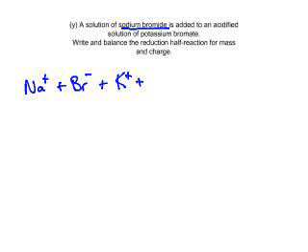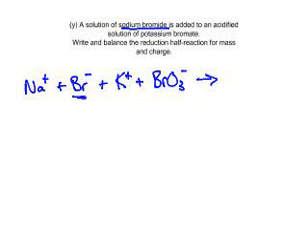A solution of sodium bromide, so that'd be Na positive plus Br minus. I bet Br minus is going to change its charge. It's added to an acidified solution of potassium bromate. So that'd be potassium, and bromate's like chlorate. Chlorate is ClO3 minus. Bromate is BrO3 minus. Okay, now, it's acidified.